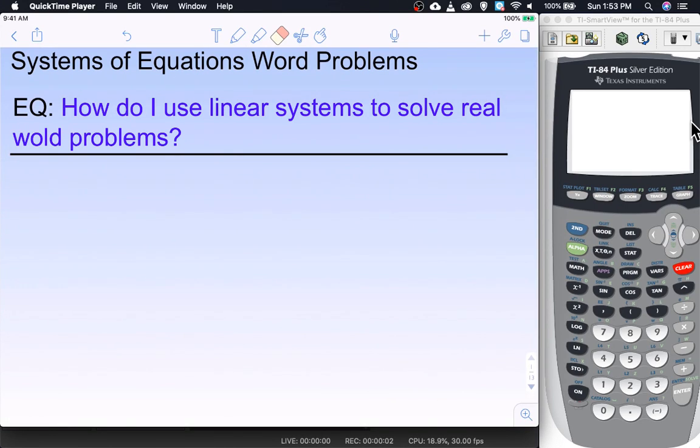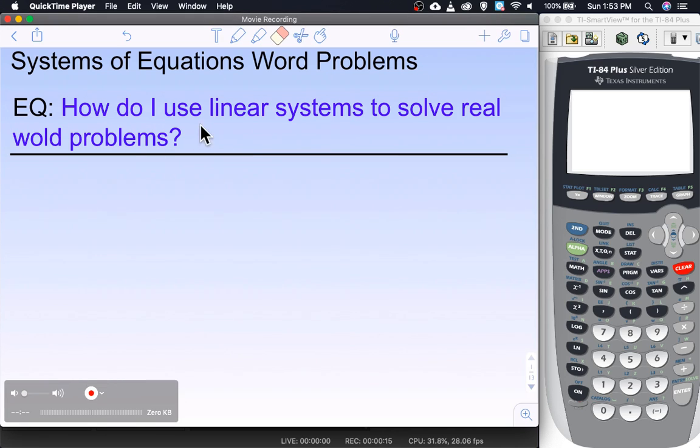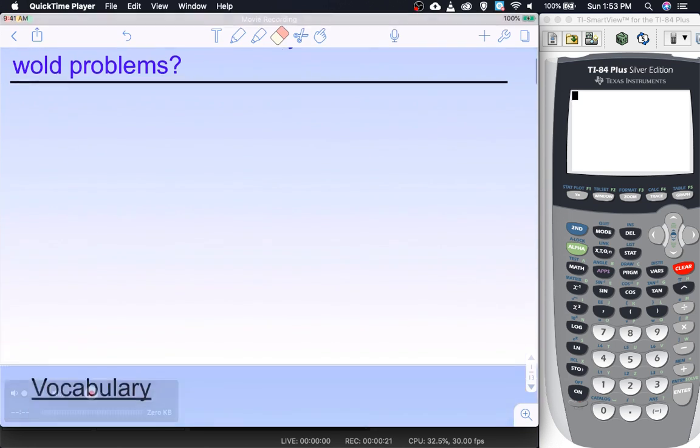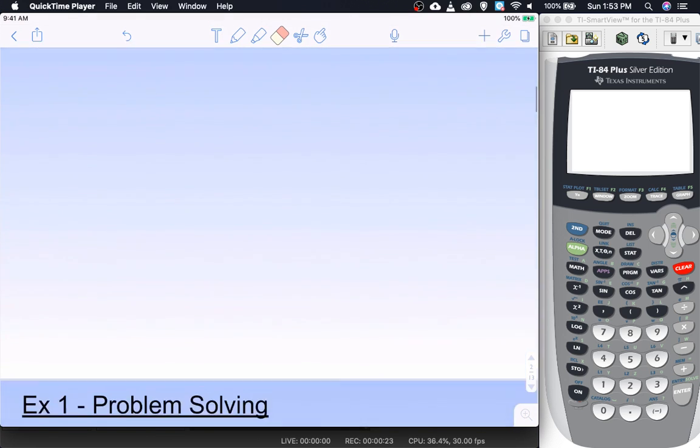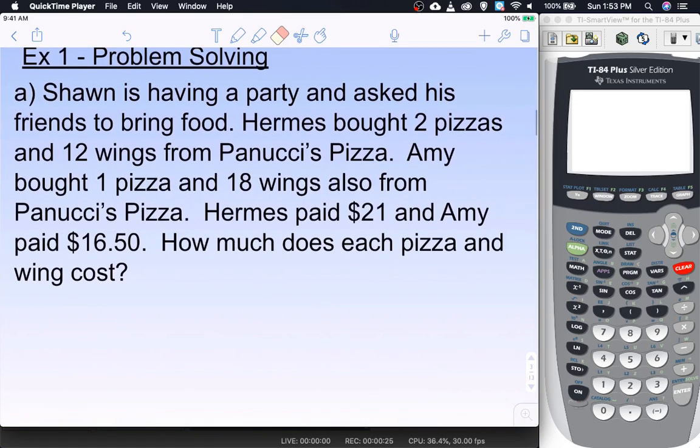Hello, and welcome to this lesson on system of equation word problems. So we're going to solve systems of equations, but these will be mostly in a word problem format, a kind of real-life scenario. The central question says, how do I use linear systems to solve real-world problems? And there's no new vocabulary, so let's get to it.